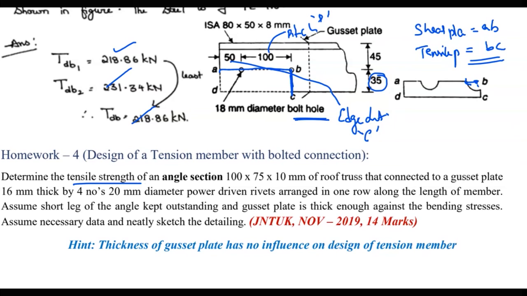This is also the same, tensile strength of an angle section of 175 10 mm of a roof truss connected to a gusset plate of 16 mm thick. Don't worry about the thickness of the gusset plate, that has nothing to do with this. 4 bolts are used, 20 mm diameter size, and these are power driven rivets arranged in one row. Now see, in question number 3 also these two bolts are arranged in a line in one row.